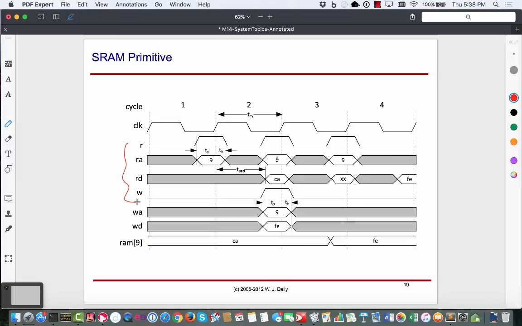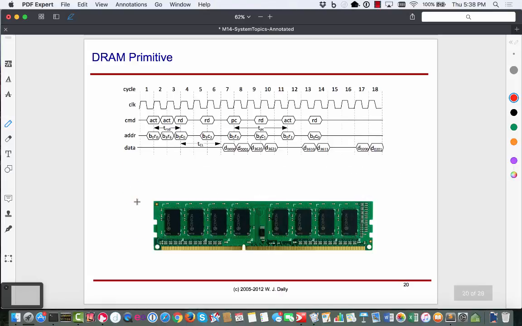So registers respond in a single clock tick. SRAM might be several clock ticks, maybe on the order of 10 clock ticks, let's say. So still fast, but slower. DRAMs are the workhorse, the main memory, and these are the so-called DRAM DIMMs.